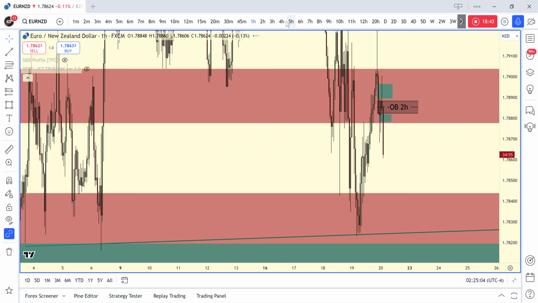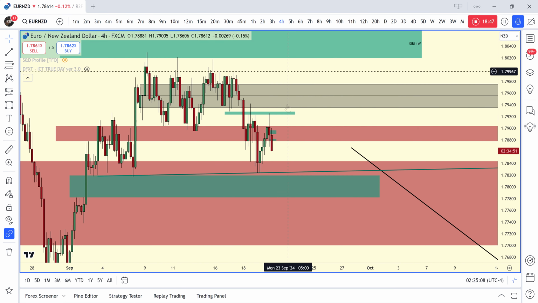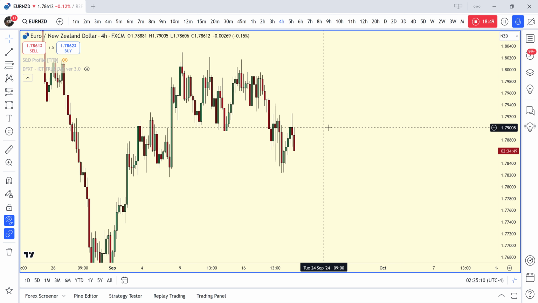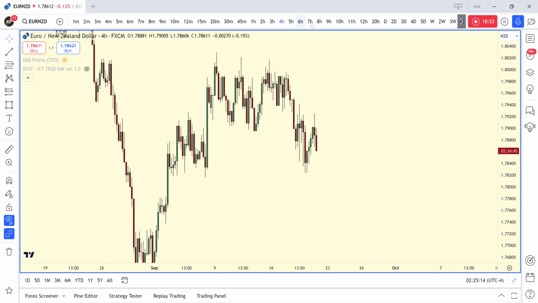Right? Go back up to time frames again, 4 hour. So if I turn off everything, on the 4 hour, I got a 4 hour gap following.